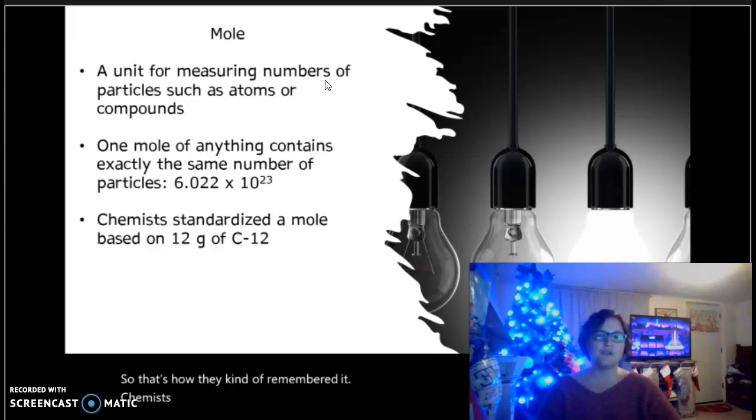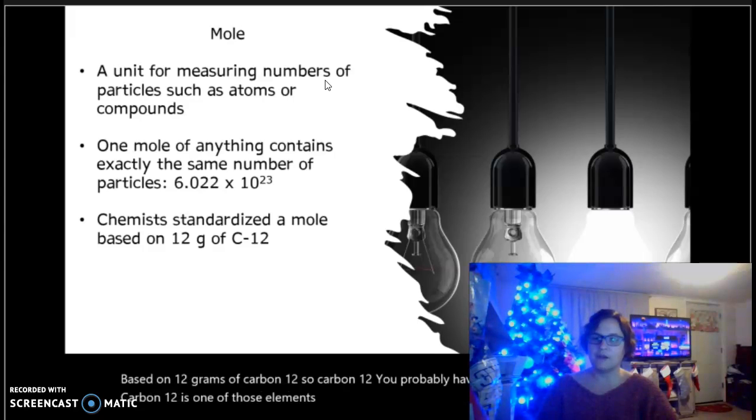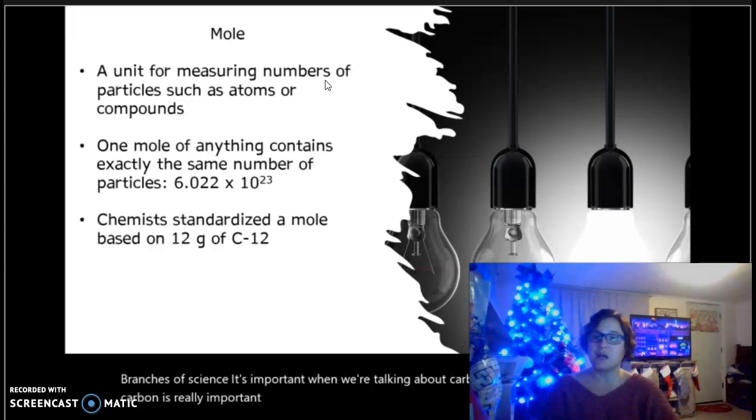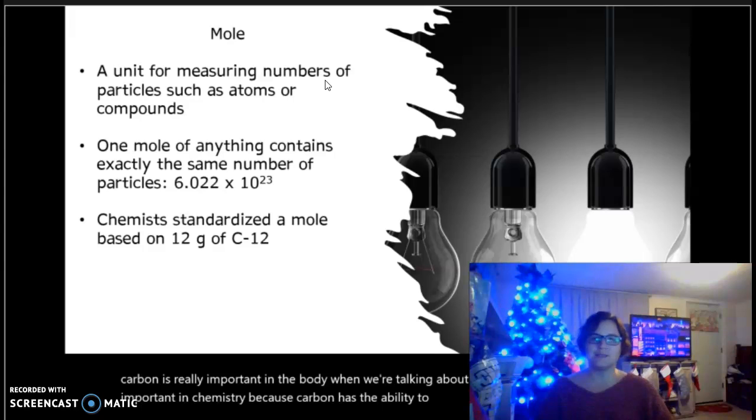Chemists have since standardized a mole based on 12 grams of carbon-12. So carbon-12 you probably have heard about all the time. Carbon-12 is one of those elements that is kind of universal through all of the branches of science. It's important when we're talking about carbon dating in earth science. Carbon is really important in the body when we're talking about biology, and it's super important in chemistry because carbon has the ability to form 4 bonds. So that's what makes it super special.